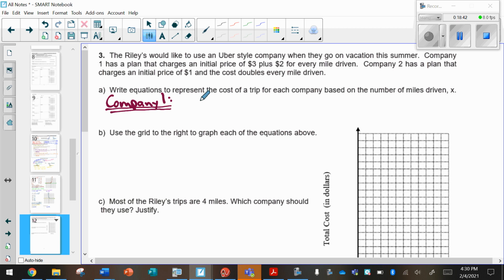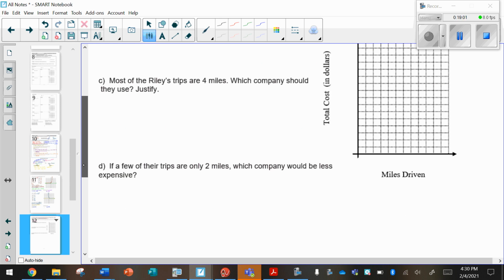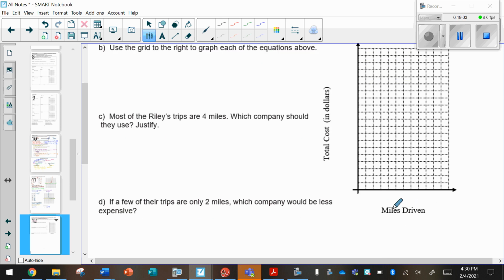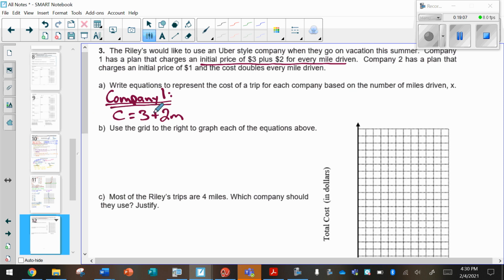Company 1 charges $3 to start with plus $2 every mile. So the total cost is an initial value or fee of $3 plus $2 for every mile driven. So we have miles driven as our x value, total cost is our y value on our graph. So we have total cost here and miles driven here.